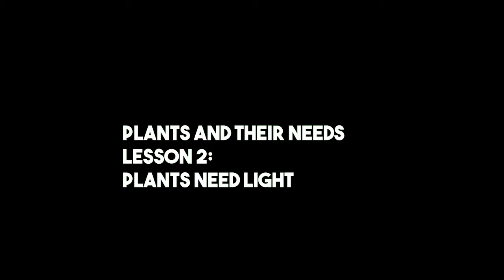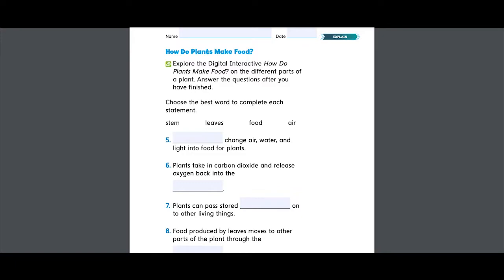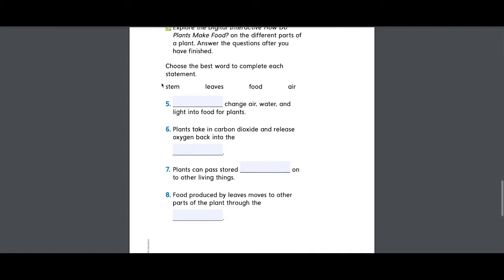Welcome back, class. Today we're continuing with plants. We're doing how do plants make food? We've gone through some of the answers for these before, so let's start. Choose the best word to complete each statement. So the words we have to choose from are stem, leaves, food, and air.